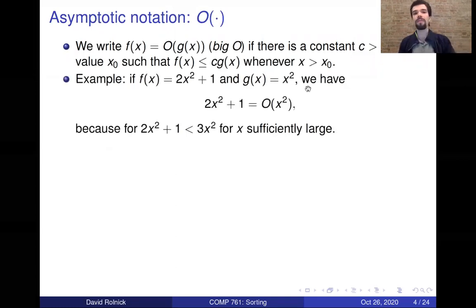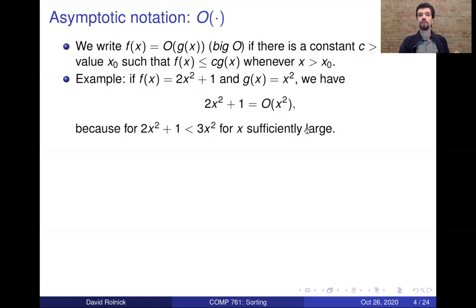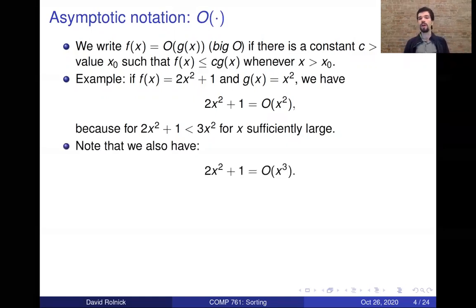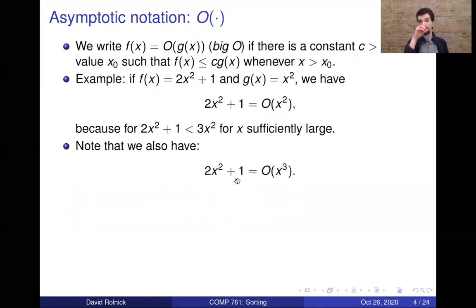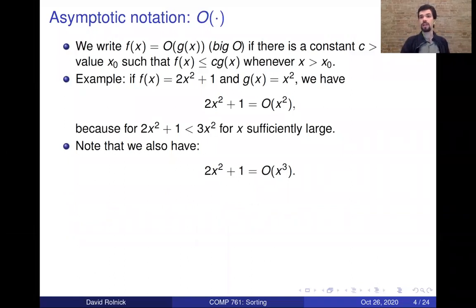For example, if you had f of x equal to 2x squared plus 1 and g of x equal to x squared, then you could write f of x is big O of g of x. 2x squared plus 1 is big O of x squared. One of the ways you could pick c, there are many different ways, is to pick c to be 3, because this is true for x sufficiently large. Notice that you could also write 2x squared plus 1 is big O of x cubed, because it only goes one way. It's just saying that it's less than or equal to a multiple of g of x for x sufficiently large.